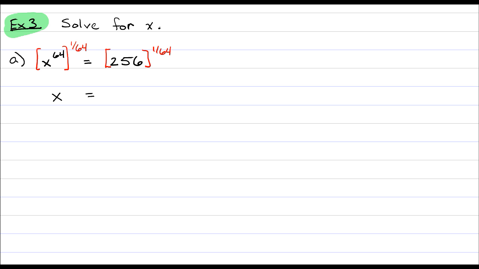On the right-hand side, I have 256 raised to the 1 over 64, and then I simply enter that into the calculator, and I get 1.0905. And that's my solution for x.